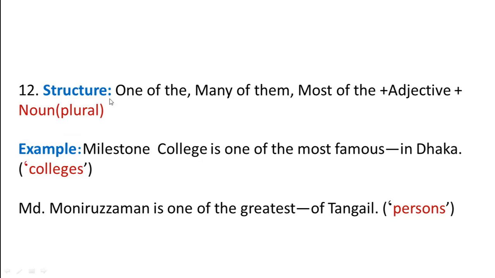Number 12. If you find the structure, one of the or many of them or most of the plus adjective, then you can use noun, that means plural noun, to complete the sentence. Look at an example. Milestone College is one of the most famous dash in Dhaka. You can use here colleges in Dhaka.